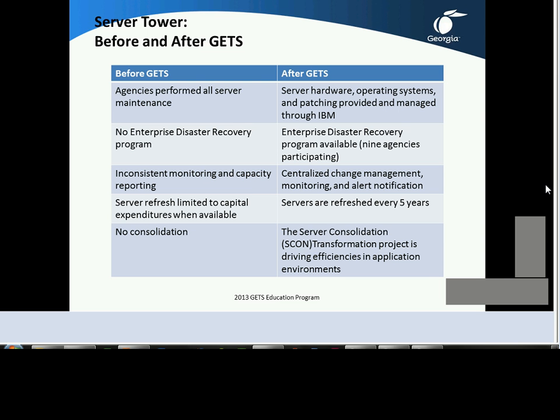Server refresh was limited to capital expenditures when available. I know that Dean in the initial presentation mentioned when he was at DHR, the only time they could really get hardware is if there would happen to be extra money at the end of a fiscal year and they could make that capital investment. But as it is with GETS, servers are refreshed every 5 years. And before GETS, there was not really any consolidation in the enterprise. But today, through the Server Consolidation Transformation Project, we're driving efficiencies in application environments, and that is bringing the state into the 21st century as far as the server tower is concerned.